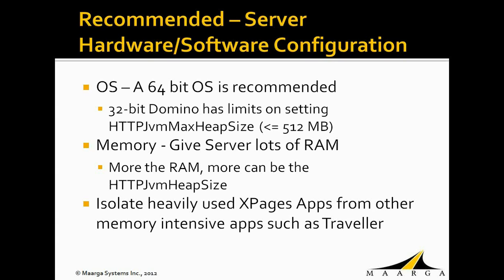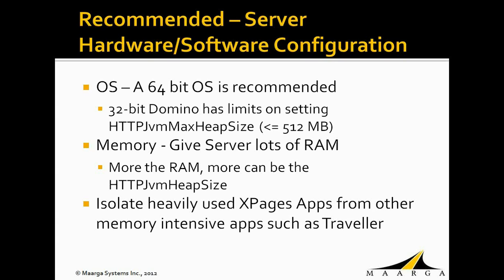That is why, to achieve higher performance, it is always recommended to have a 64-bit OS and a 64-bit Domino on top of it, so that you can completely exploit the benefits of the extra RAM that you have. If you can afford to give a lot of RAM to the server, it's always better, so that a lot of memory can be allocated to the HttpJVMMaxHeapSize. So the more the RAM, the more the heap size, the better the performance, and the less likely you will face any memory issues when executing XPages applications.